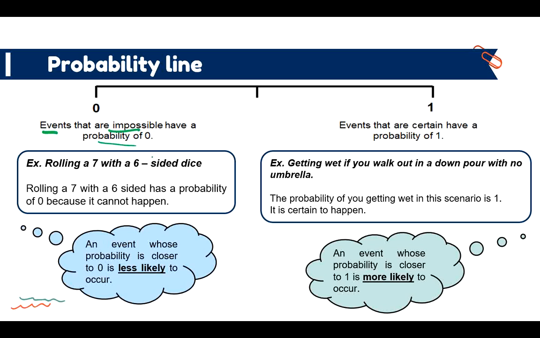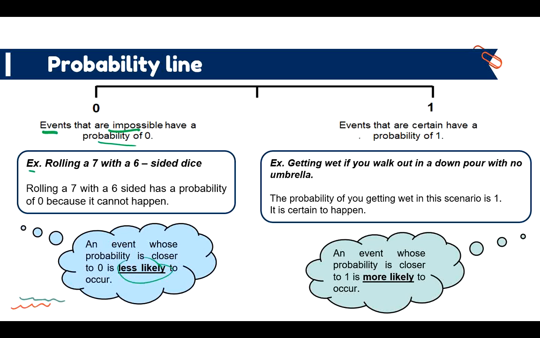If you still remember the definition of our terms last week sa ating discussion, when we say impossible event, the probability that it will happen is 0, meaning it is the empty set. Hindi siya pwedeng mangyari. Like here, sa example natin, rolling a 7 with a 6-sided dice. Alam natin na ang dice has only 6 faces, so rolling a 7 is impossible to happen. An event whose probability is closer to 0 is less likely to happen.